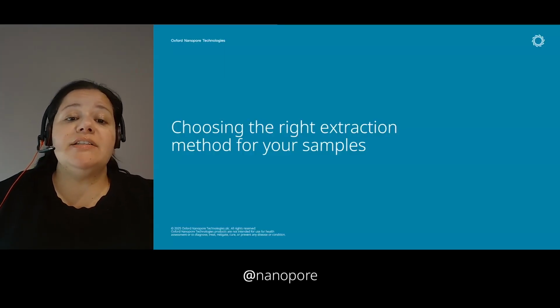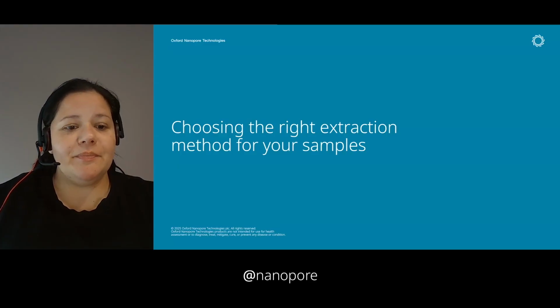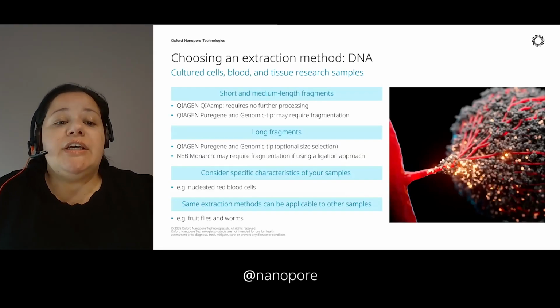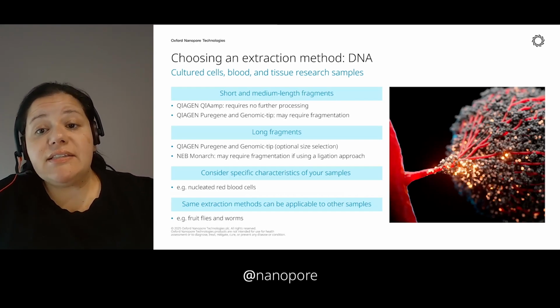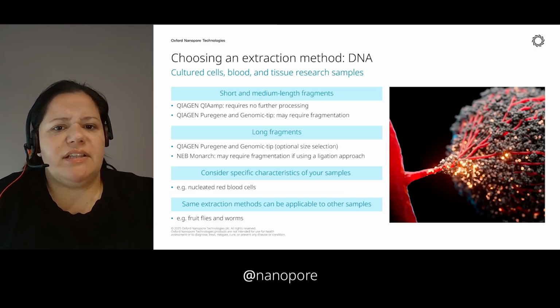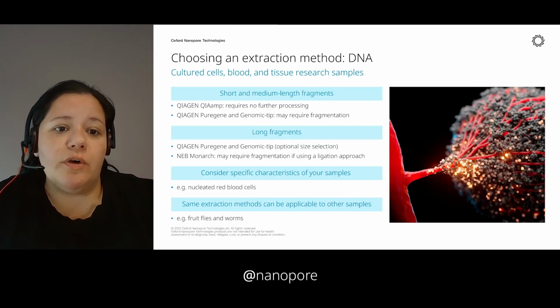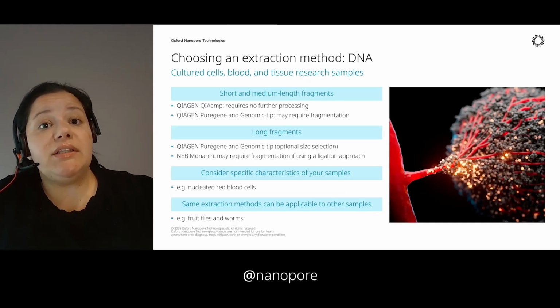Now let's talk a little bit more about how to choose the right extraction method. For research samples like cells, blood, tissue, you tend to have a variety of kits that work with pretty much all the samples, not just mammalian, but things like, for instance, flies or worms. And you can choose a kit that will allow you to get fragments within the range you want.